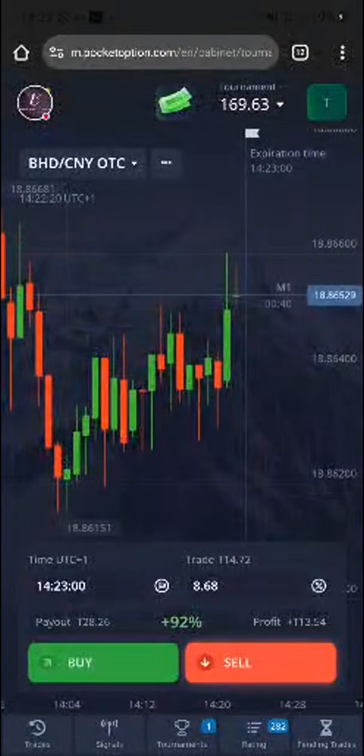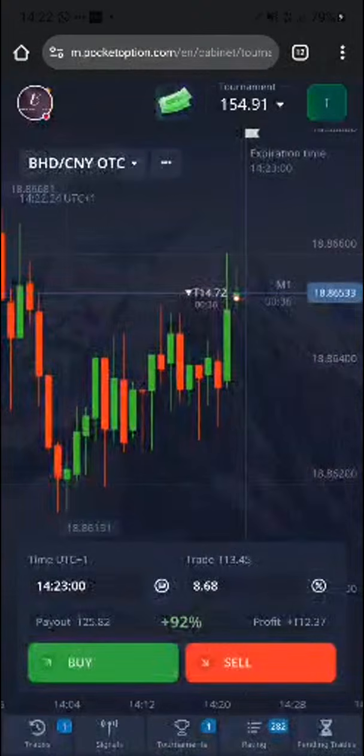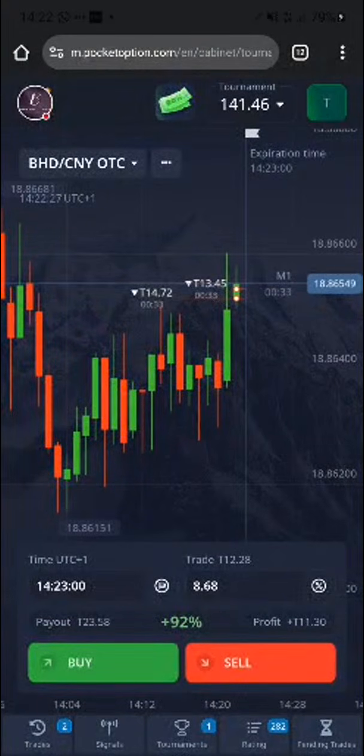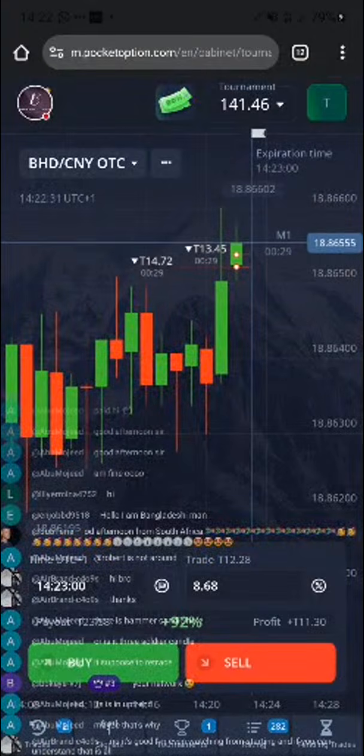Oh, I could go with sellers here. I'm expecting a red candle. Let the red candle happen. It's a red green pattern. Come on now, we should have a red green pattern.